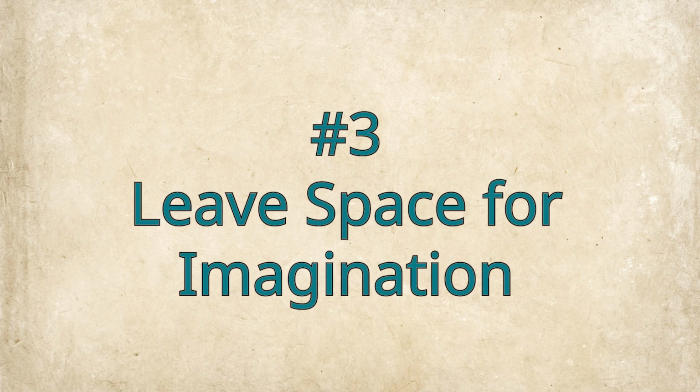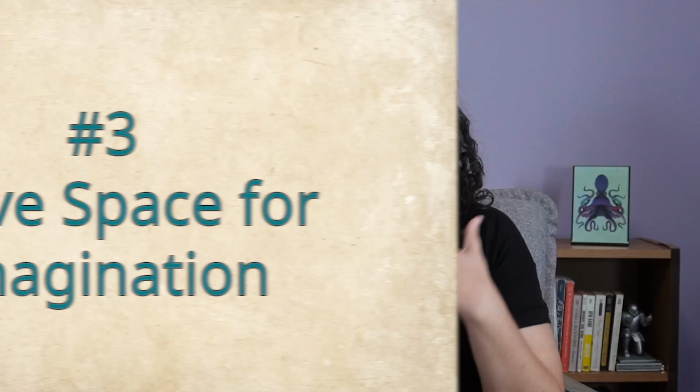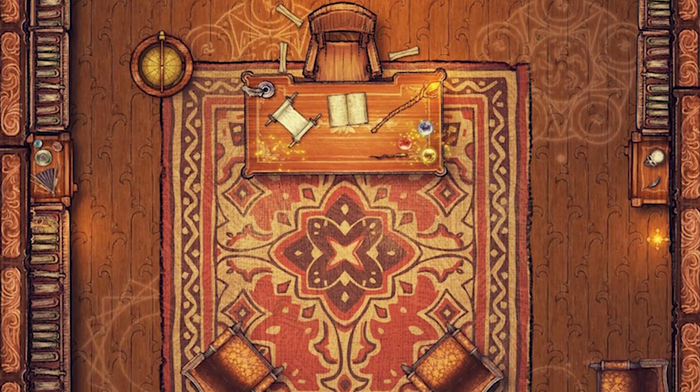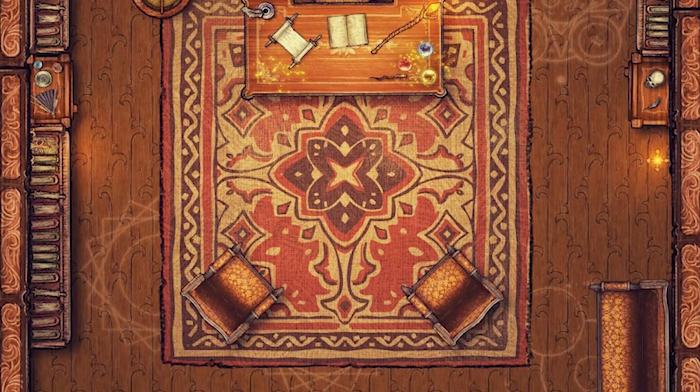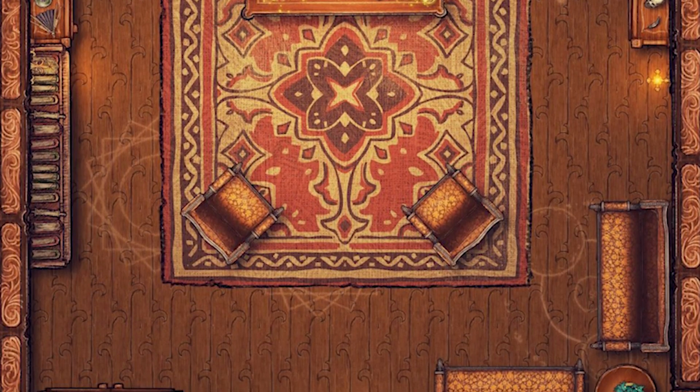Number 3, leave space for imagination. This one's about balance. You don't need to describe every single thing in intricate detail, because your players will fill in the gaps. That's part of what makes role-playing games so powerful, is we have imagination and we're all actively using it. So instead of trying to tell them the exact layout of the office they just walked into, the color of the walls, what the floors are made of, just focus on what's relevant.